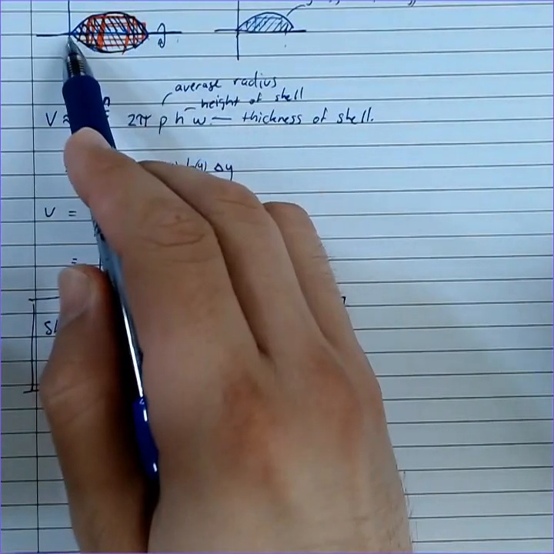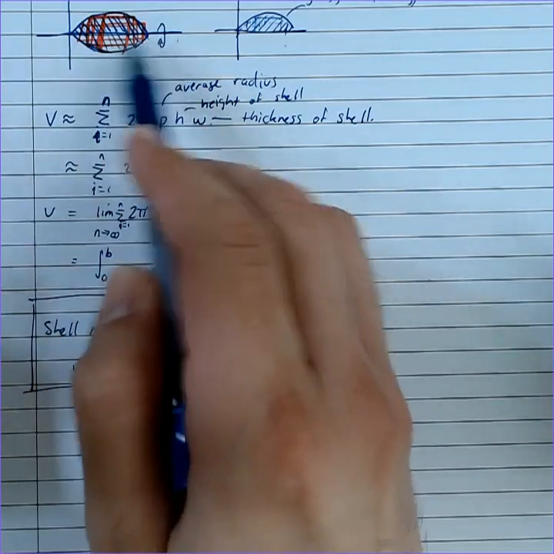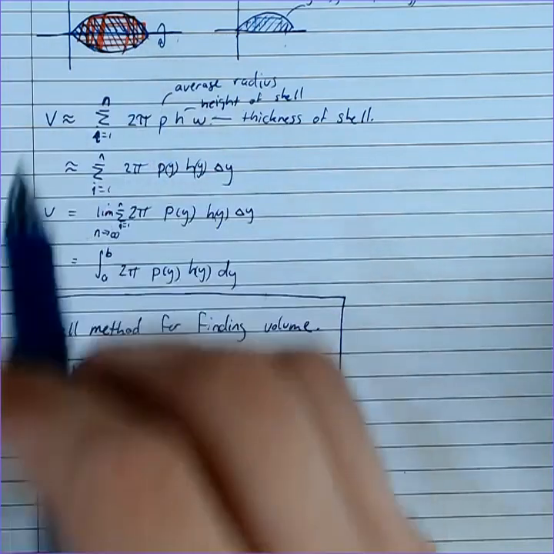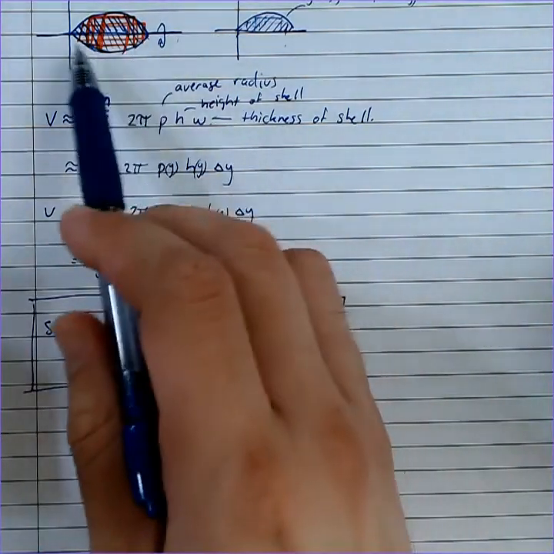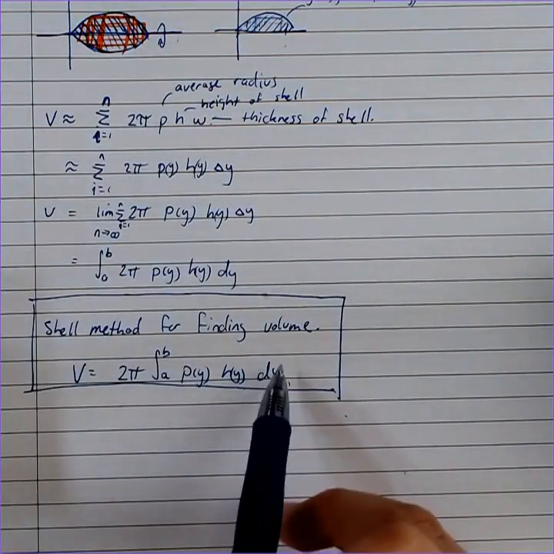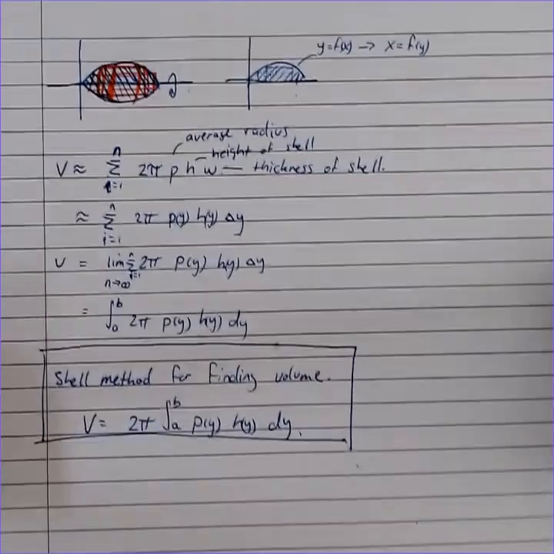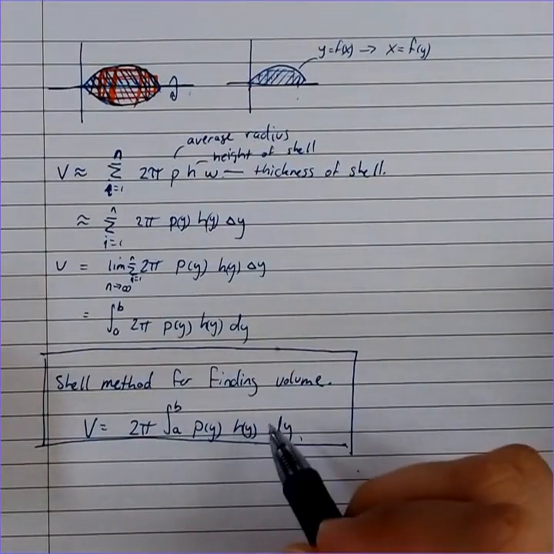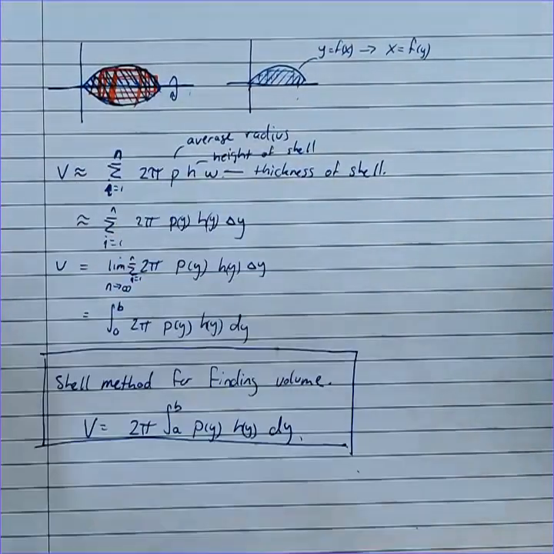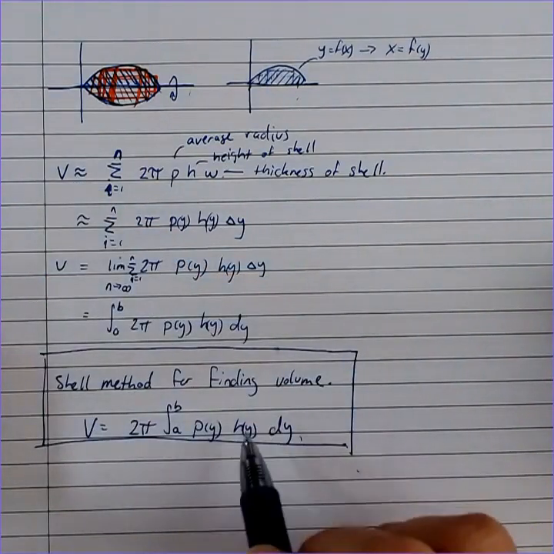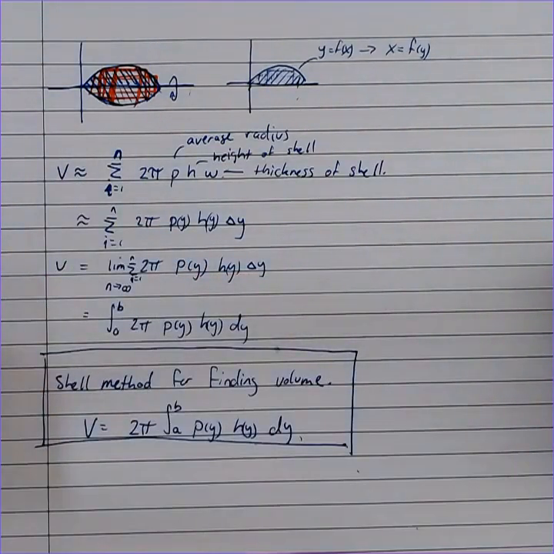Anytime your disk or washer method has an axis of revolution that's horizontal, then you integrate with respect to x. But here, your axis of revolution is horizontal and you integrate with respect to y. These are always going to be complementary to each other. If the shell method uses the y variable, that means the disk method would have used the x variable. If, on the other hand, the disk method would use the y variable, then the shell method will use the x variable. They will always use the opposite variable of each other.